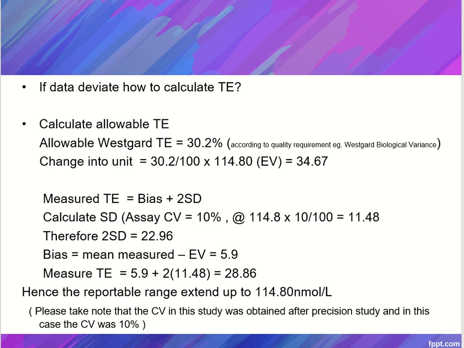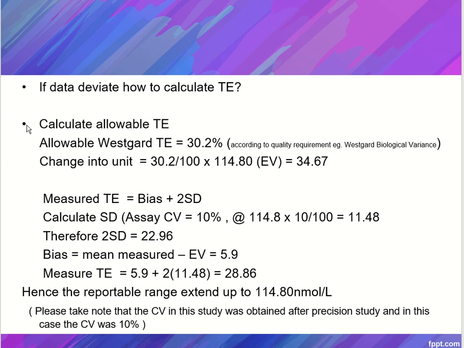Okay, if the data deviate, how to calculate total allowable error? Let's say in this example, I'm suspecting that the highest concentration of 114.8 is actually a little bit deviate, according to my eye, not your eye. Your eye maybe you find it good. So I suspect it is not good. So I want to check the total allowable error.